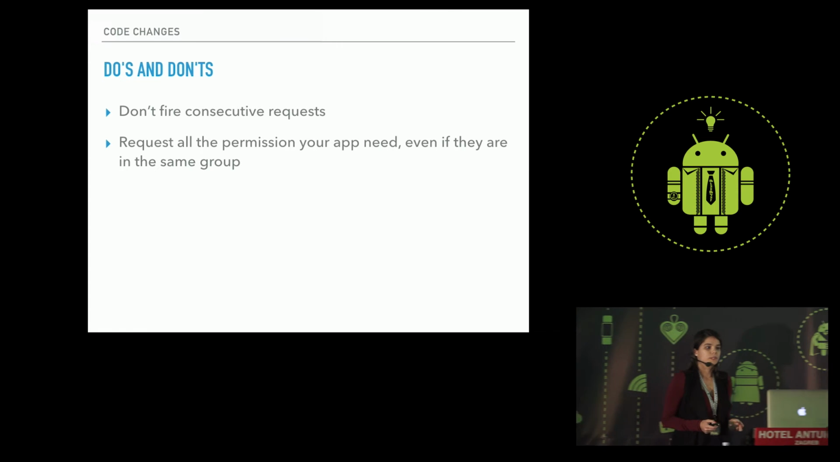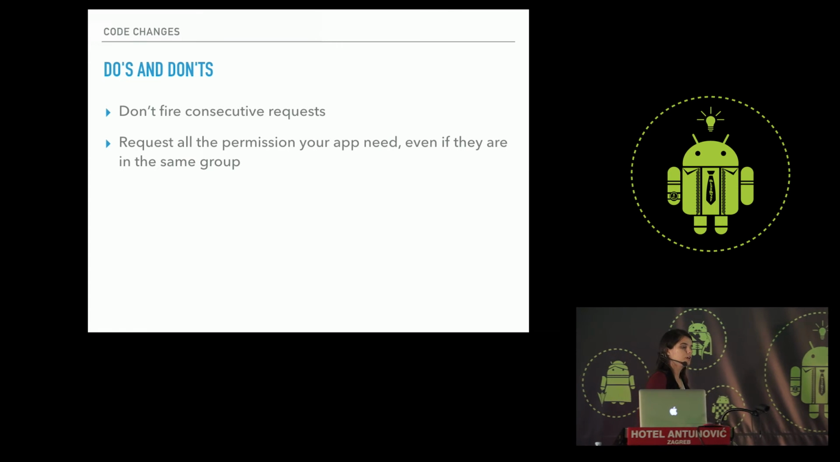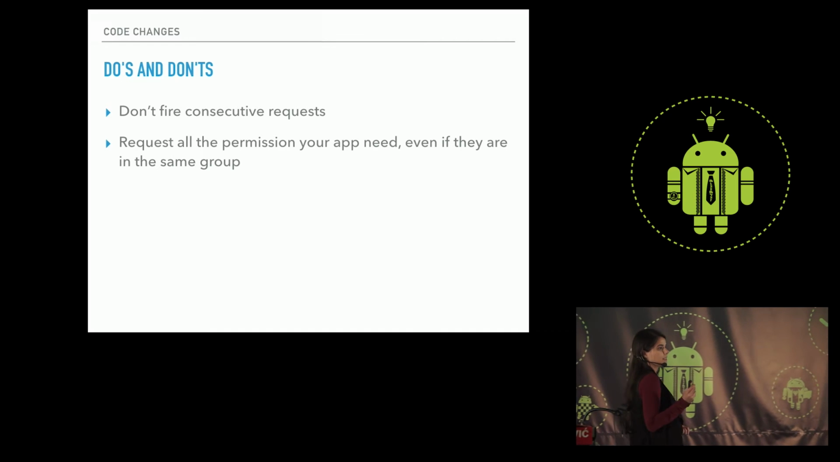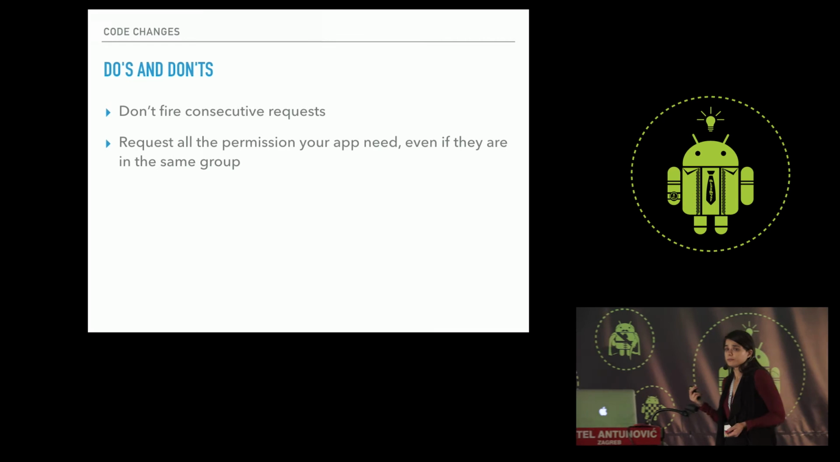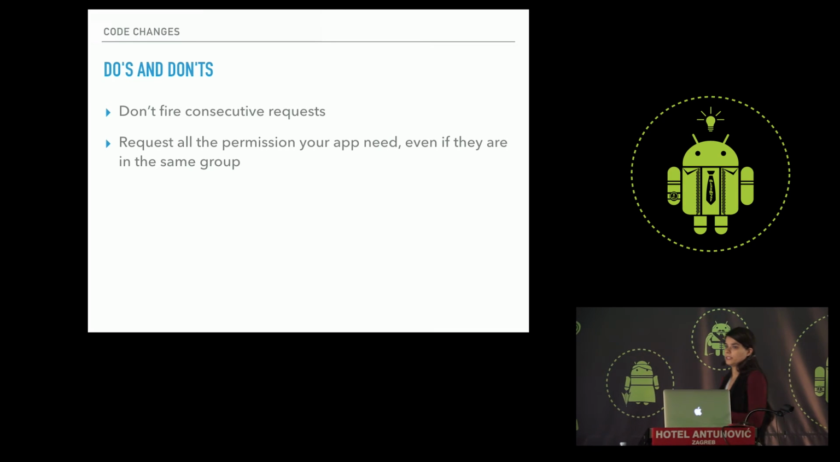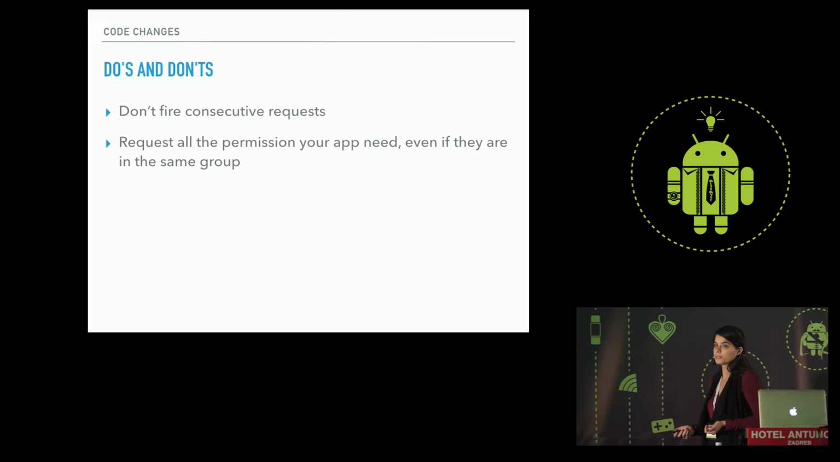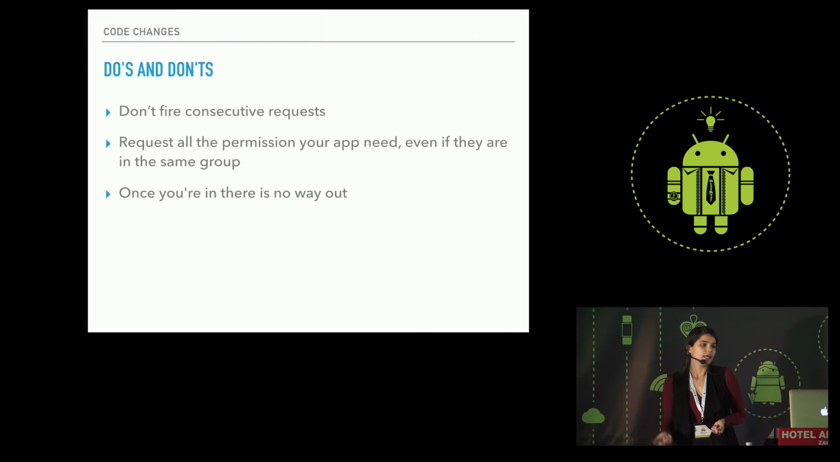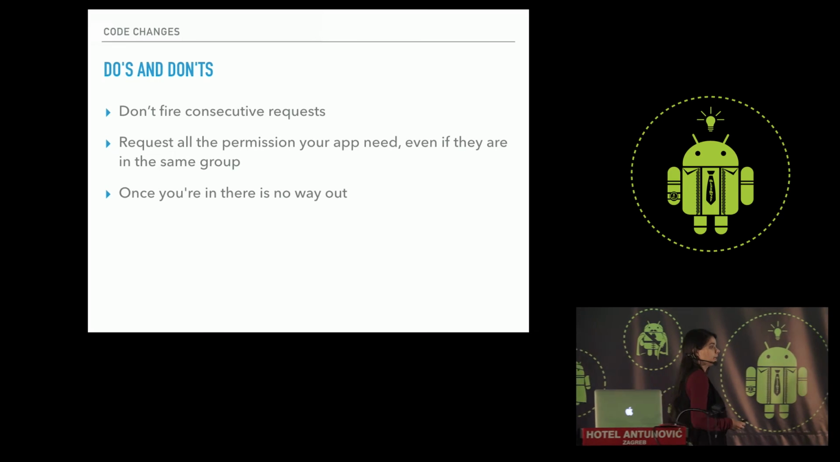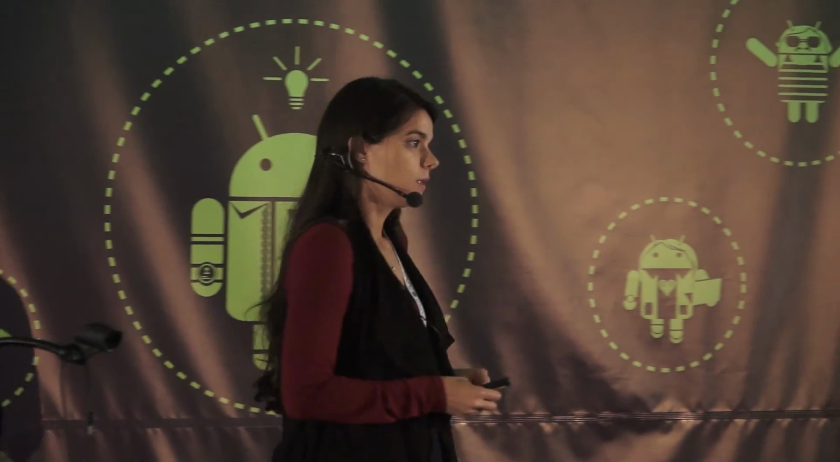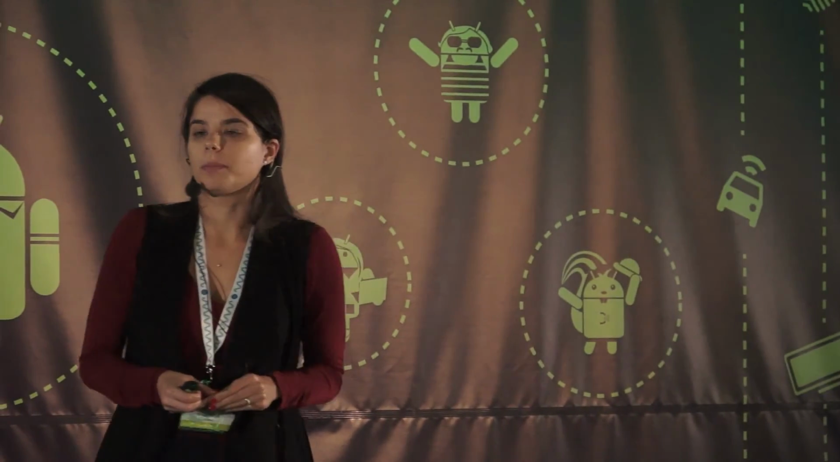Don't play around the groups. So don't assume that you have write contacts permission if you requested read contacts permission. Google might change these groups in the future, add a new group, move permissions between groups. And once you have updated the application to target API level 23 and published it on Google Play, you cannot downgrade it.